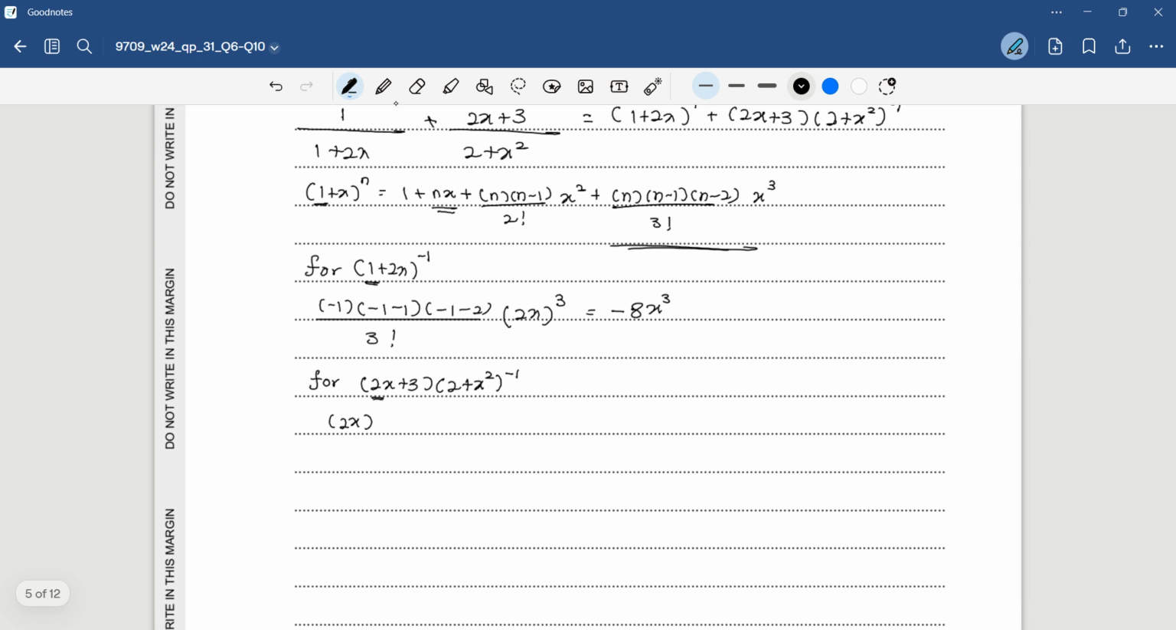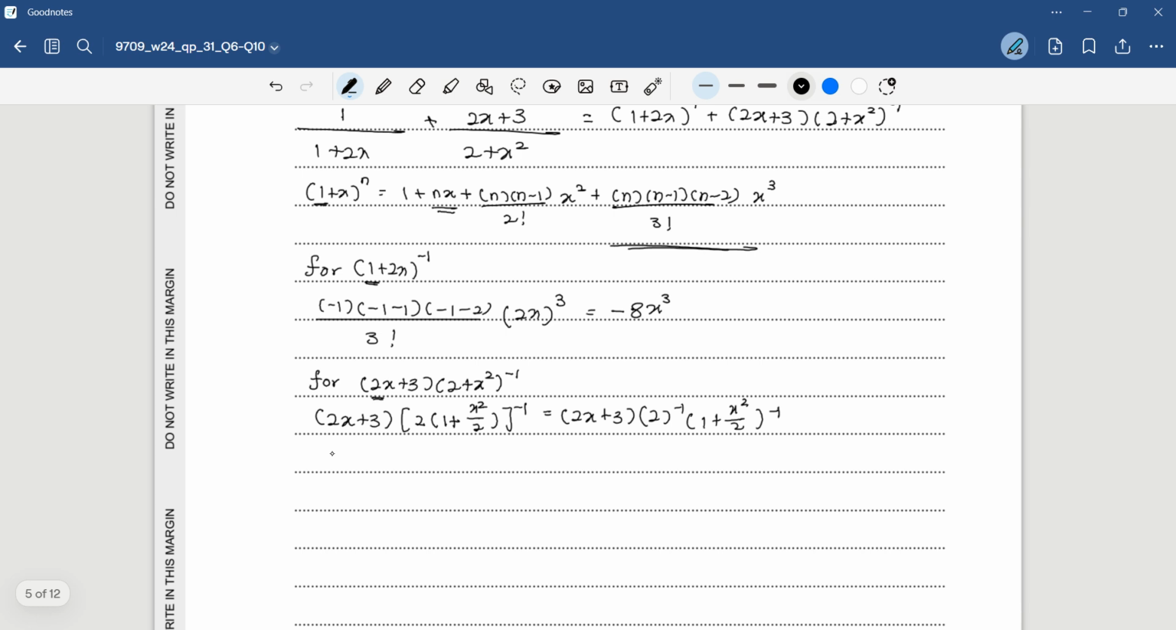I'm sorry. Before that, I need to change this because here my a is 2. It's no more 1, so I need to change. So it's going to be 2x plus 3, and I can factorize the 2 outside. So it's going to be 2 bracket 1 plus x squared over 2, to the power of negative 1, which leads to 2x plus 3. So 2 to the power of negative 1 and 1 plus x squared over 2 to the power of negative 1.